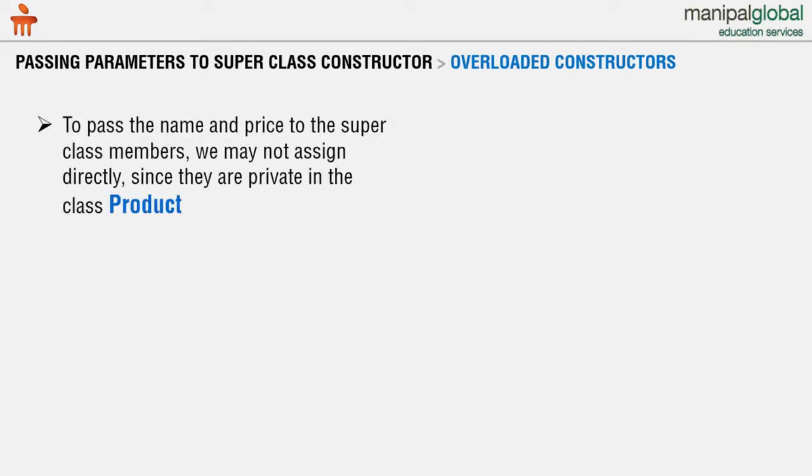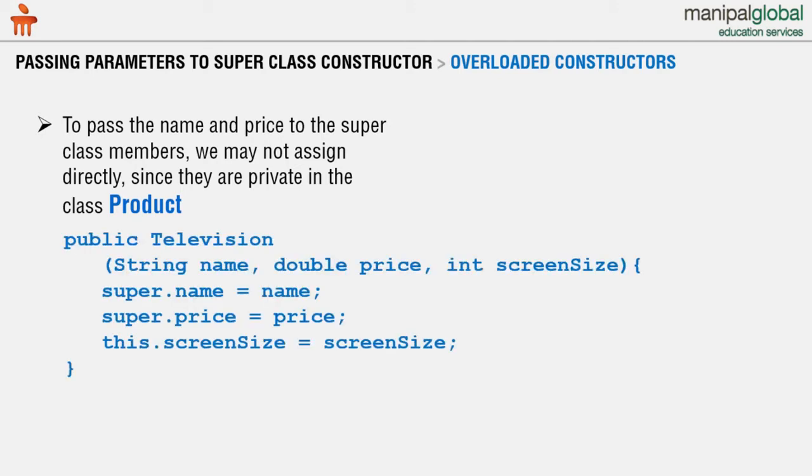So if you try to access the members and try to assign some values, you might get an error. For example, we have here super.name and super.price being assigned. Now you can't access this because name and price are private members of the Product class. Even though they are inherited, they reserve some space, you cannot access. Now, how do we solve this problem?